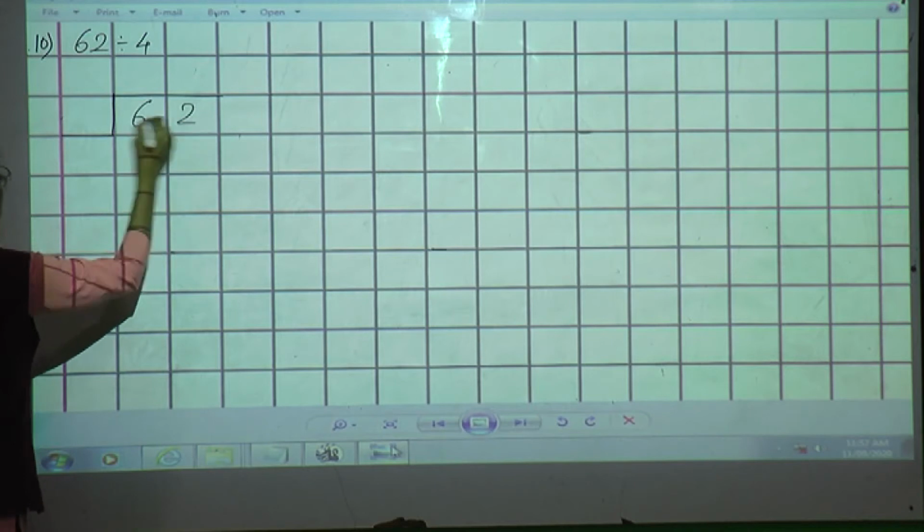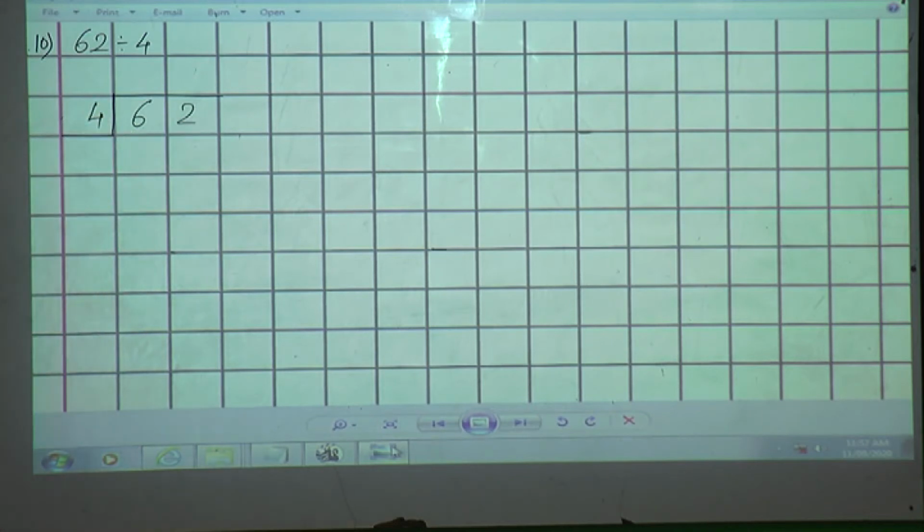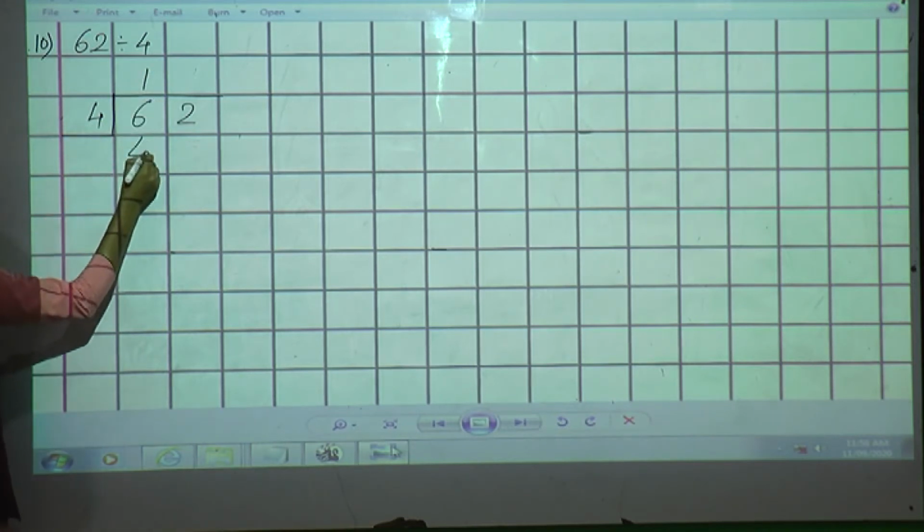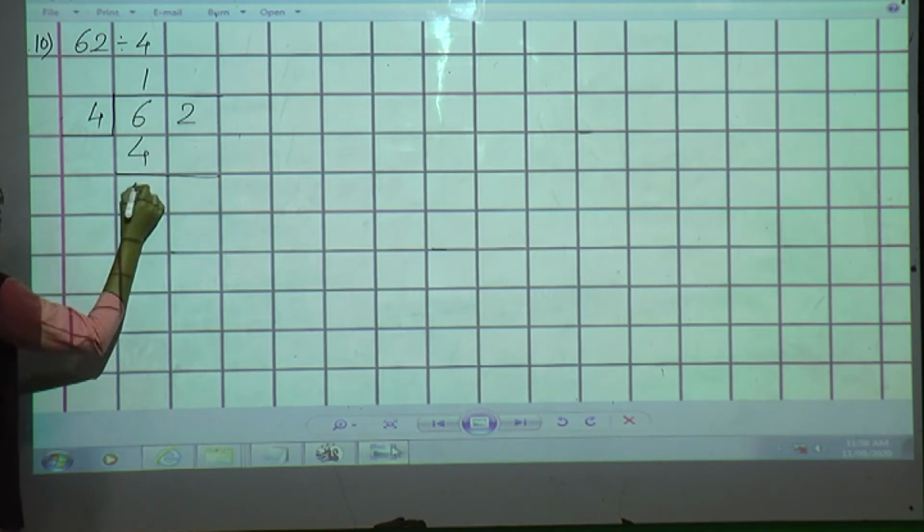62 by 4. Now again this is a 2-digit number. So we'll divide the tens first. In this example, how many tens are there? 6 tens are there. So 6 divided by 4. Now in the table of 4, 6 is not there, so 4 ones are 4. Now 6 minus 4, yes, 2.